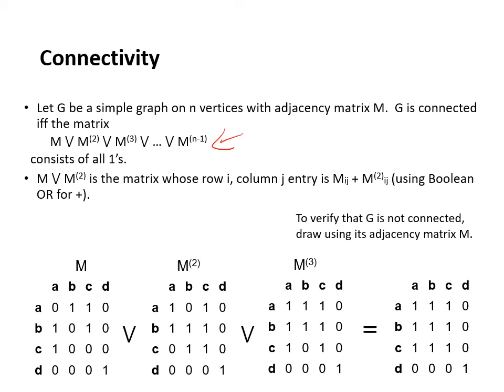And so to verify that G is not connected, we can compute this expression here, and we can see whether it has all ones. We did this here, and it doesn't have all ones, and therefore the graph is not connected. So the fact that we have these zeros here implies that the graph is not connected.